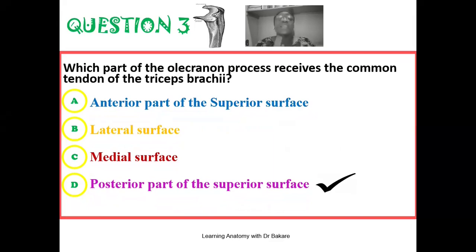We know that the olecranon process has 5 surfaces. It has the superior surface, the anterior surface, the posterior surface, the medial, and also the lateral surface. Out of all these surfaces, the common tendon of the triceps brachii muscle is seen to specifically insert on the posterior part of the superior surface. We say that the anterior part of the superior surface is related to a bursa.